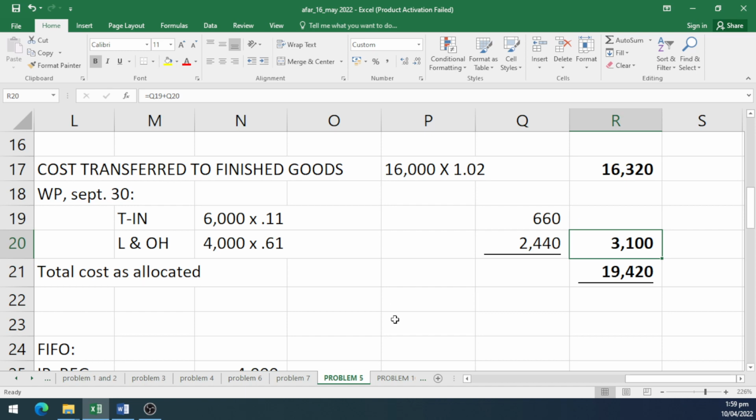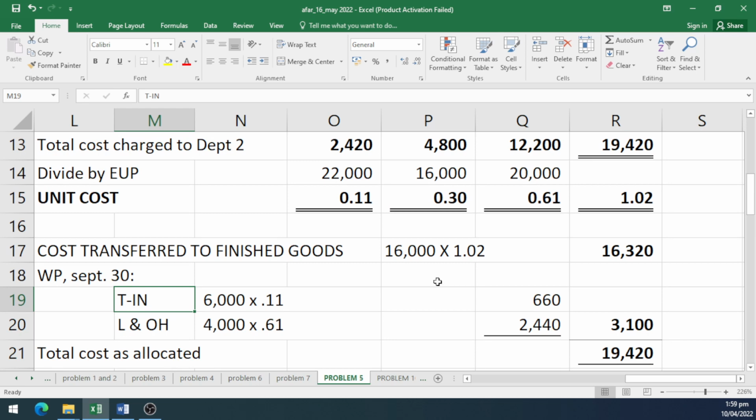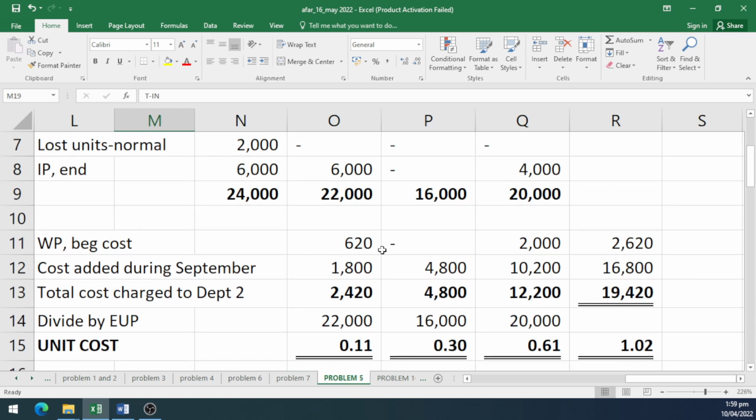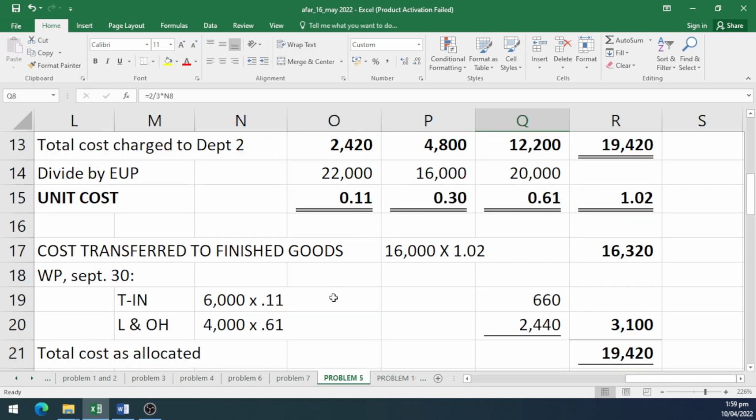But we can compute it independently. The work in process September 30 has the following cost. Transferred in, 6,000 times 0.11. Tingnan yung EUP ninyo, no? Ito po. Yan, 6,000 transferred in. Walang materials. Ito ang conversion. So, 6,000 times 0.11. Then, for labor and overhead, 4,000 times 0.61. 660 plus 2,440, 3,100. That is now 19,420 as reconciled, as allocated. Okay? Yan po ang ating average method.